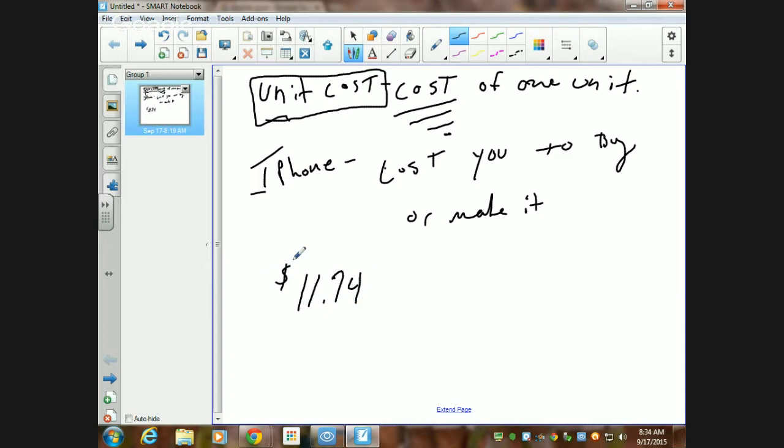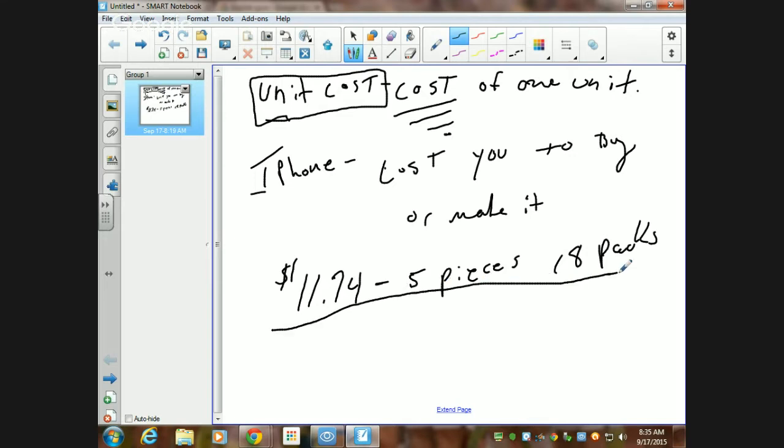All right, $11.74. And how much did we get for that? We got 5 pieces. How many packs? 5 pieces and 18 packs. Okay? Now, before I give you the answer of how to calculate this, you and your partner see what your unit cost is. But before we do that, what's considered a unit here?